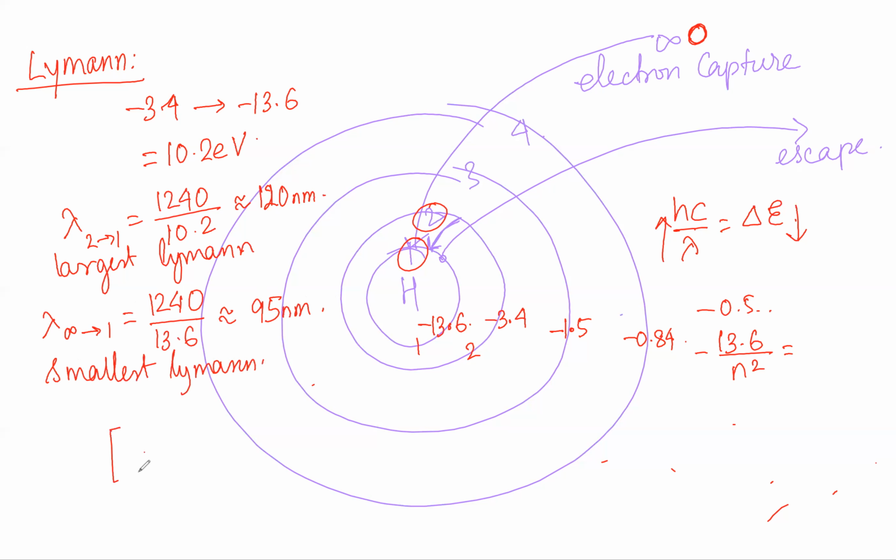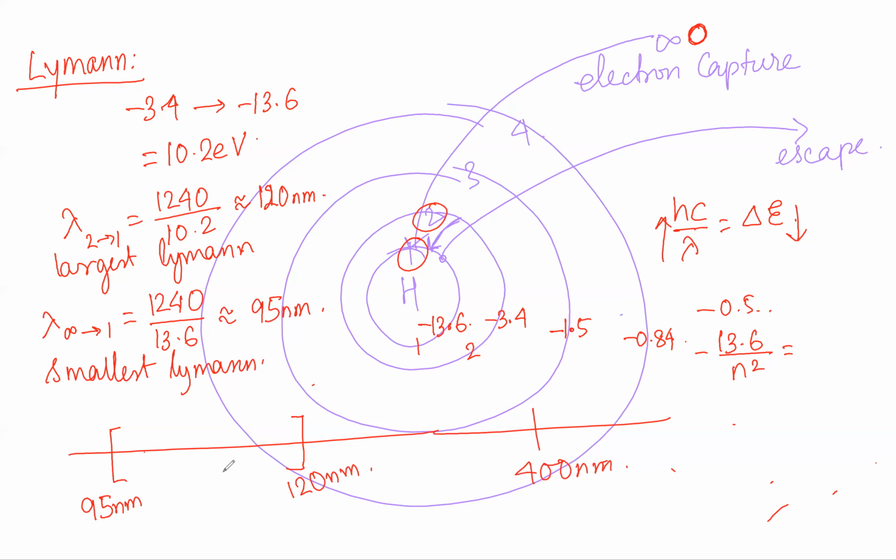So Lyman lines lie in a particular range. They lie from 95 nanometers to somewhere around 120 nanometers. So this is called the Lyman region. As you can see, the visible light region starts at 400 nanometers. So all of the Lyman lines lie in the ultraviolet range. Okay, they actually lie in the hard UV range. So Lyman lines are electron transitions to the first orbital. Keep in mind what I said. There is a small limit and there is a maximum limit. So these are called the range boundaries or the range limits of the Lyman series.